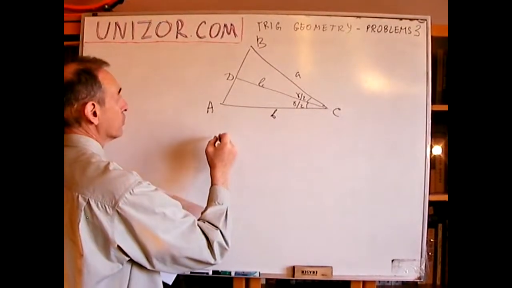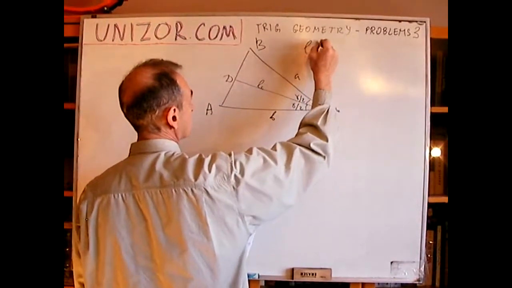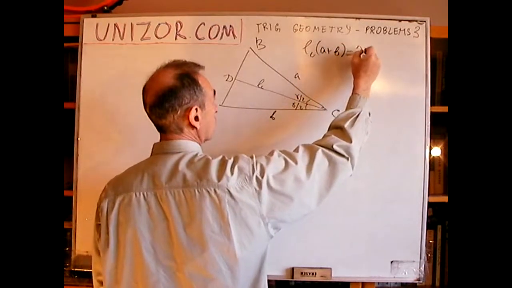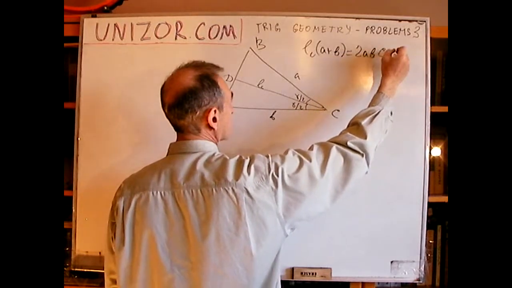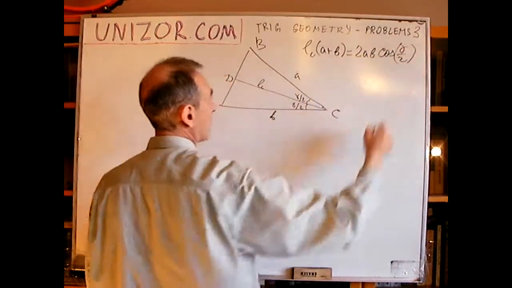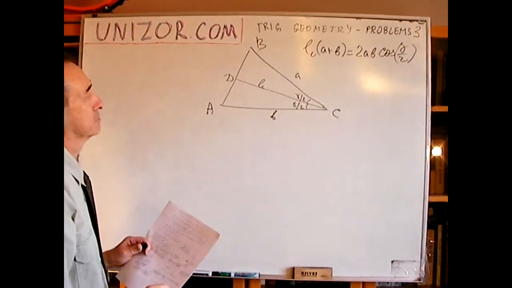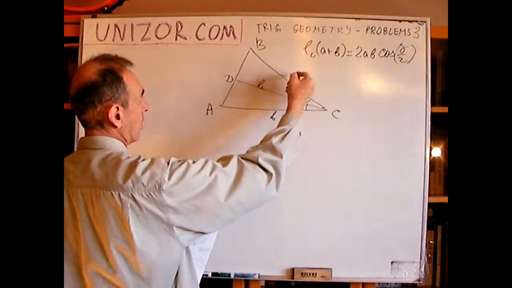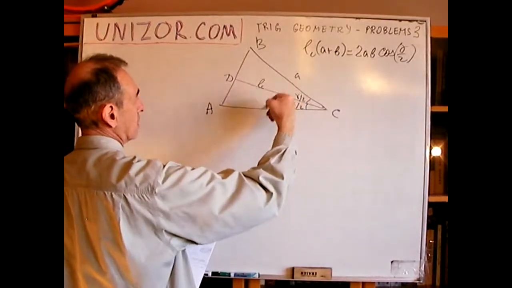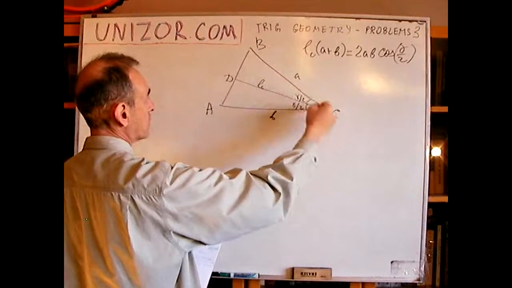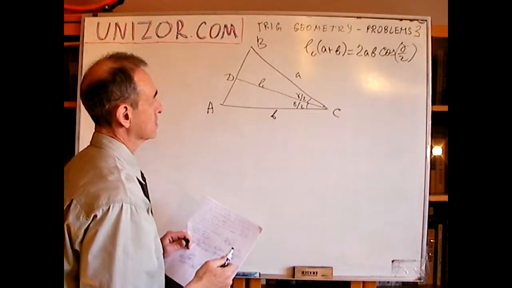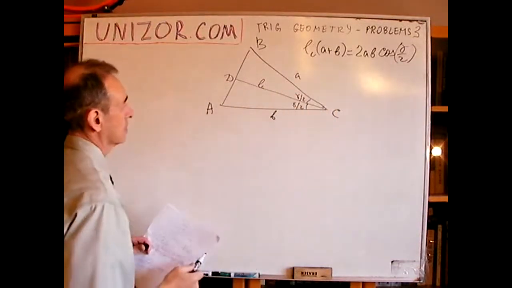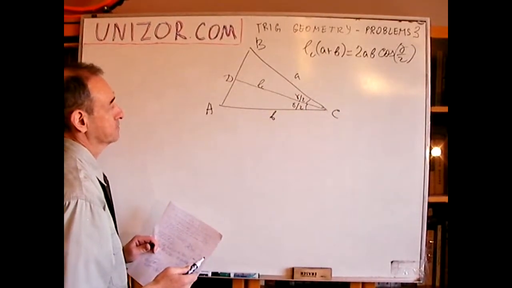Now, we have to prove that LC times (A plus B) equals 2AB cosine gamma over 2. So the bisector times the sum of the sides between which this bisector goes is equal to 2AB times cosine gamma over 2. All right.